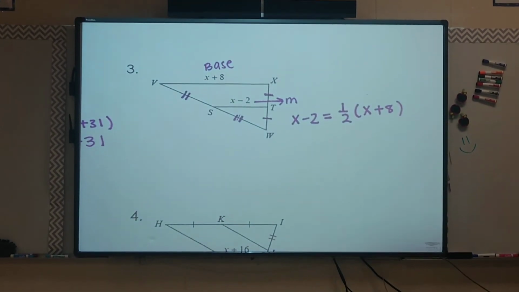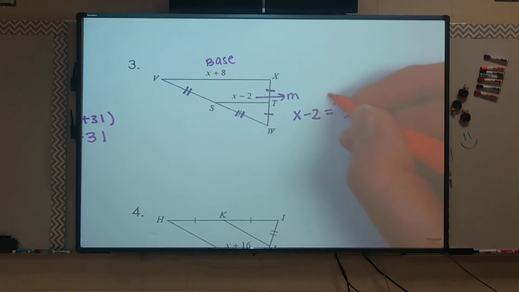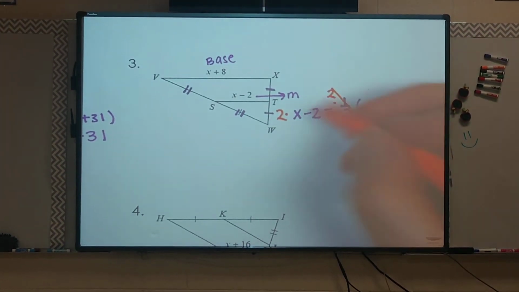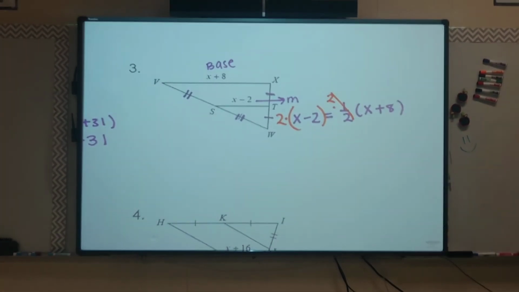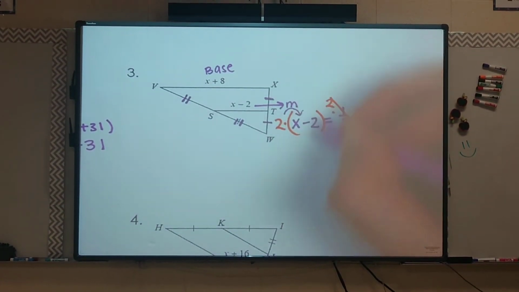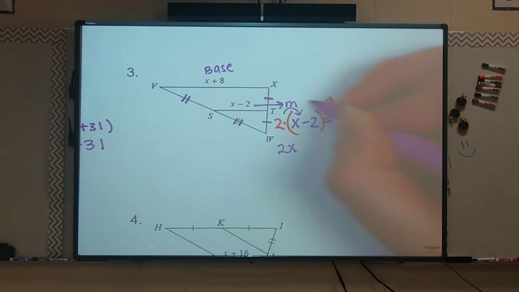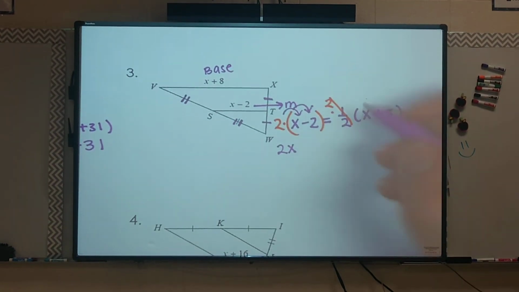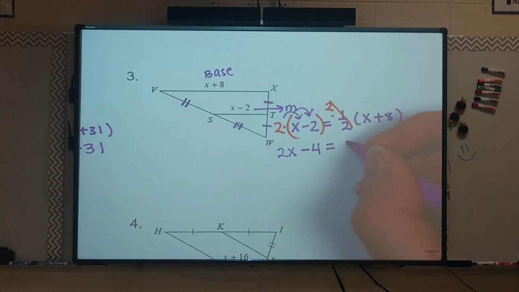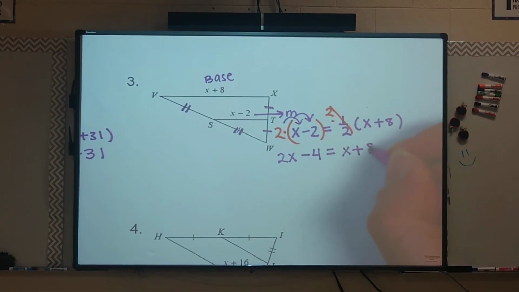Now on this one, I would do what I did on the first example, get rid of that 2. But what I do to one side, I have to do to the entirety of the other. Okay? So now I'm going to distribute that 2 to the x, so 2 times x is 2x. And do it with that negative 2 as well. 2 times negative 2 is negative 4. And then I'm left with x plus 8 on the other side.